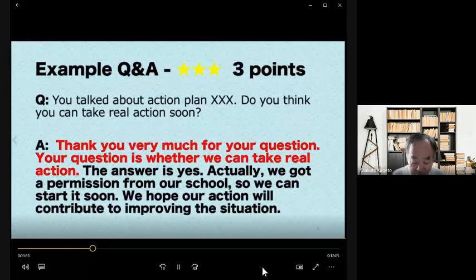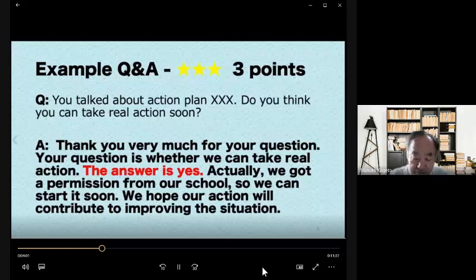In this example, first say gratitude to the questioner. So, thank you very much for your question. And then repeat the question. Your question is whether we can take real action. By repeating it, you can share the question with the audience. Then give your answer. So in this example, the answer is yes.